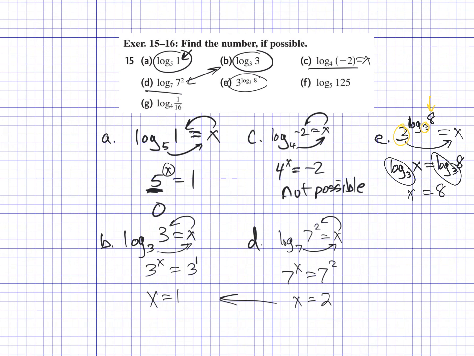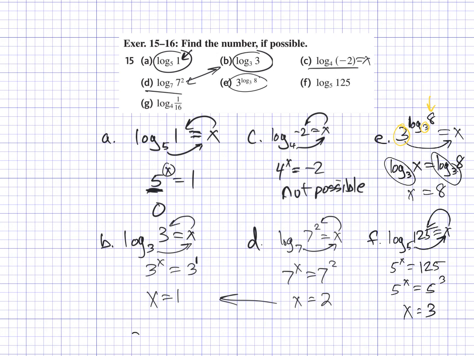All right, so F. There are different ways we could do this. So 5 to the x is equal to 125. Well, the bases need to be the same, so 5 to the x is equal to 5 cubed. 5 cubed is 125, so x is 3.